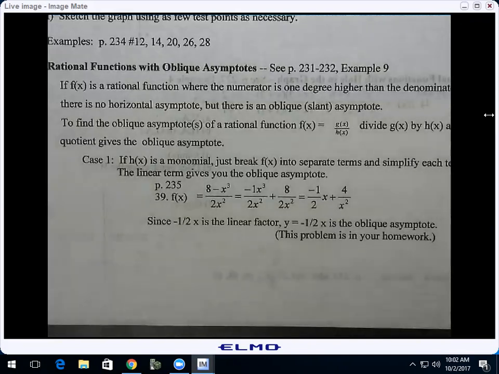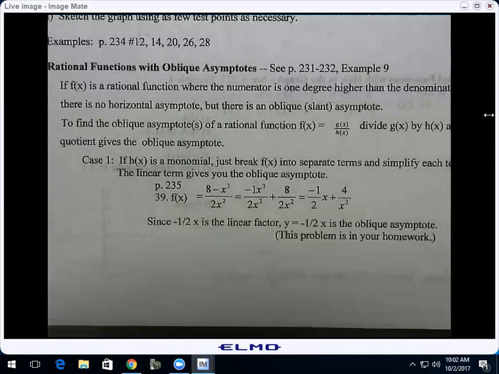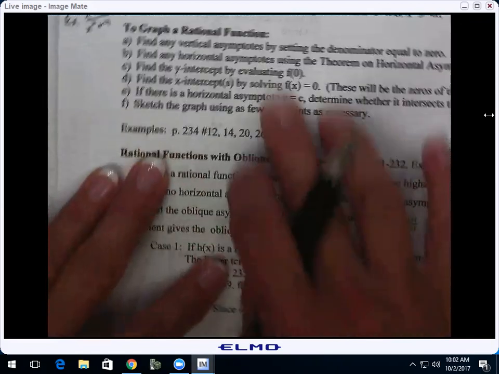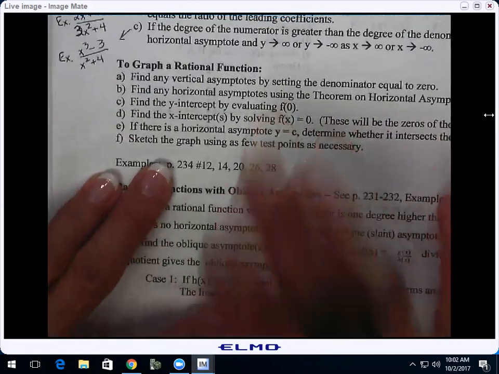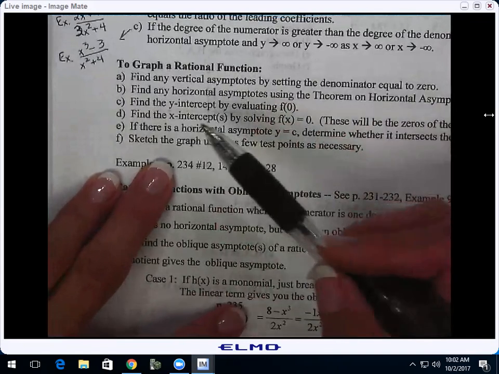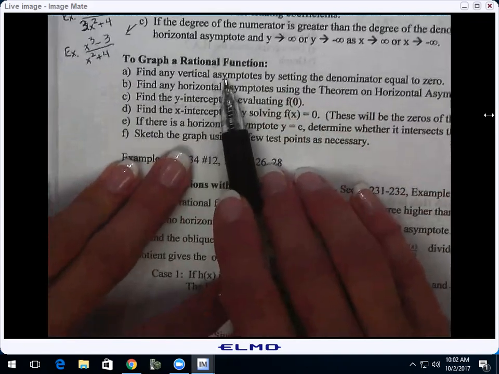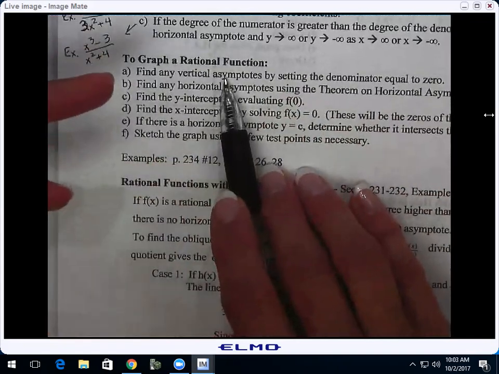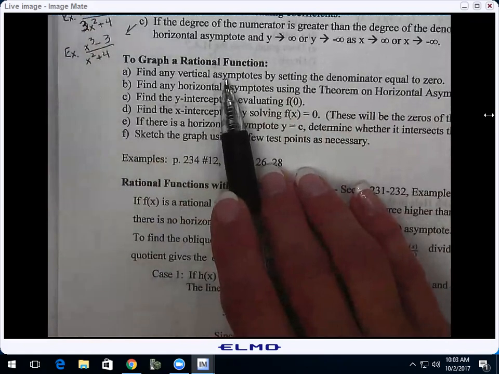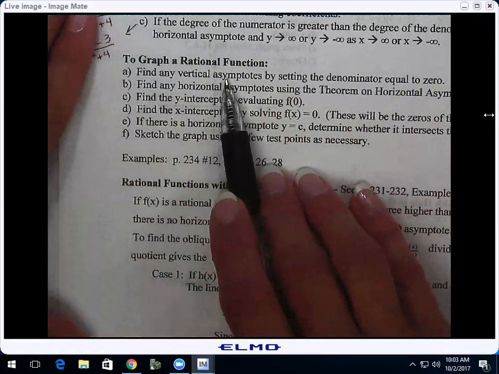In section 3.5, we're talking about rational functions, just graphs that consist of algebraic fractions. We had these as guidelines for finding everything important that you need to know about the graph before we graph it. We found vertical asymptotes. What gives you vertical asymptotes? What tells you where the vertical asymptotes are? What makes the denominator 0?